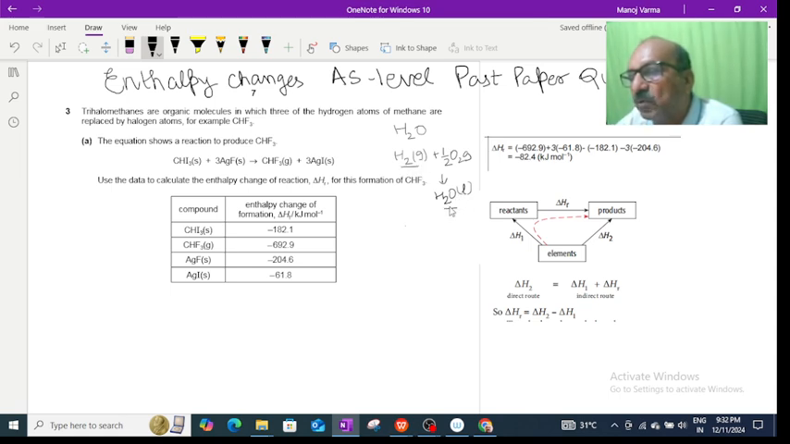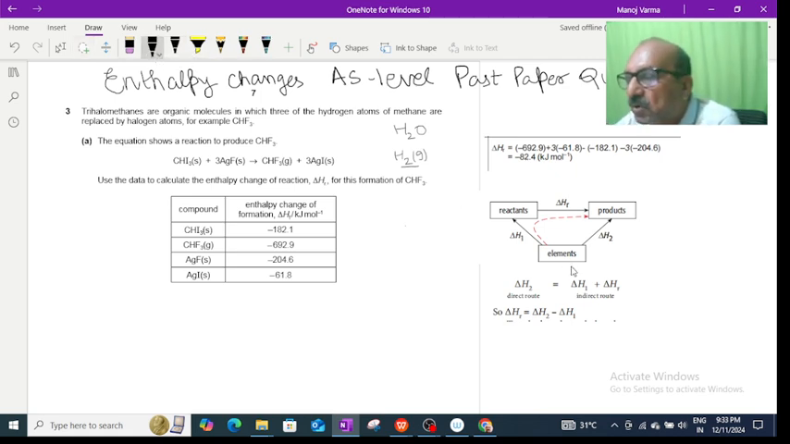The elements in water are hydrogen and oxygen. Why do we write half O2? Because oxygen is diatomic and there is only one oxygen atom needed here. So we make it half O2 so that 1 mole of water is formed. So when the elements combine, that is known as the enthalpy change of formation for that substance. These values have already been given in the data, and now we have to understand how to apply that data to solve the question. So let's see how we solve that question.